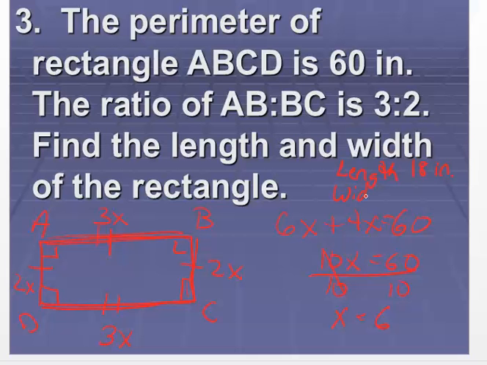The width is 2 parts. So 2 times 6 is 12. So our width is 12 inches. So the rectangle is 18 inches by 12 inches. Make sure sometimes the problems, instead of saying find the length and width, will say find the dimensions. It's looking for the same thing, the length and width of the rectangle.